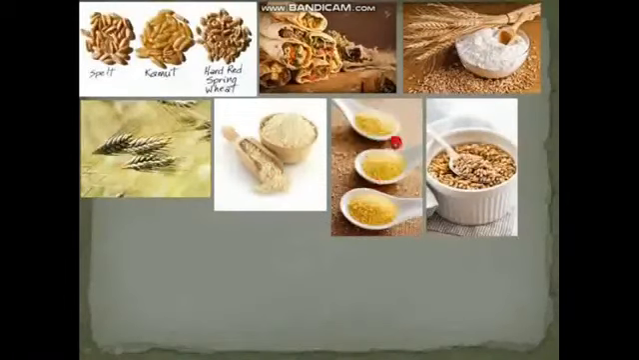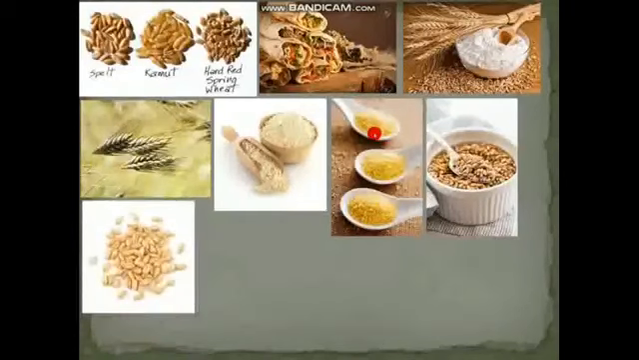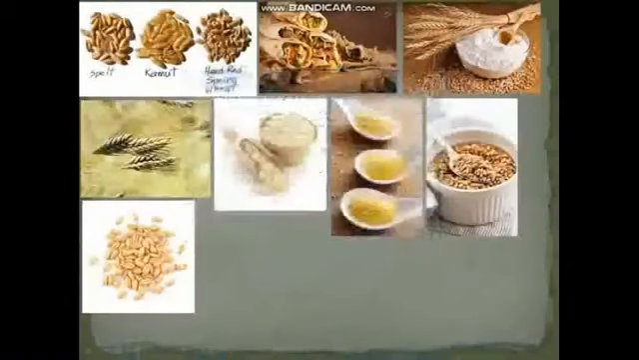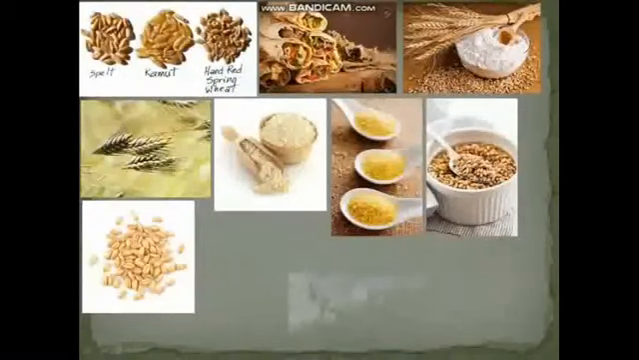This is the diagram of semolina. Semolina is a food which contains gluten and causes celiac disease in children. Then we have another diagram which we call wheat berries. This is the wheat berries. It also contains gluten and causes celiac disease in children.